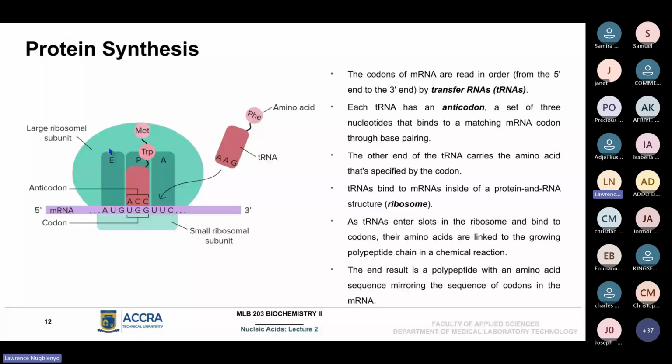So the transfer RNA leaves the complex from this site. That's why it's being referred to as the E site. It's an exit site, so the E is coming from the word exit.